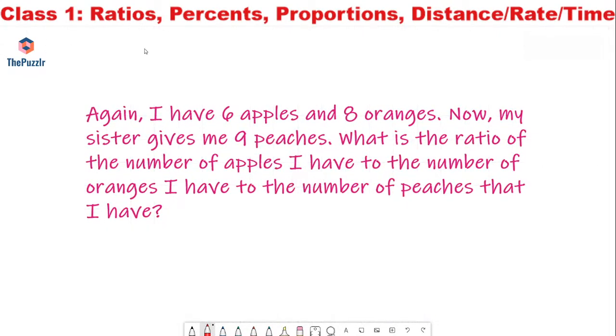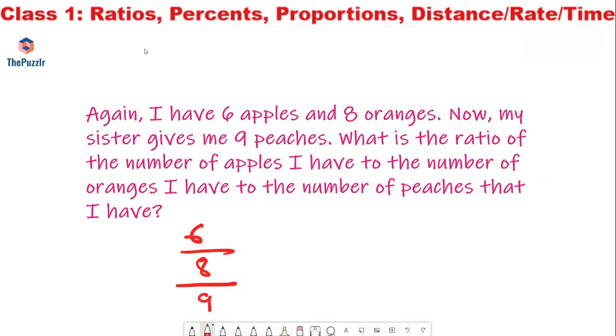This time, I have 6 apples and 8 oranges like last time, but now my sister gives me 9 peaches. What is the ratio of the number of apples I have to the number of oranges I have to the number of peaches that I have? We do this problem just like last time. We write 6 over 8 over 9.